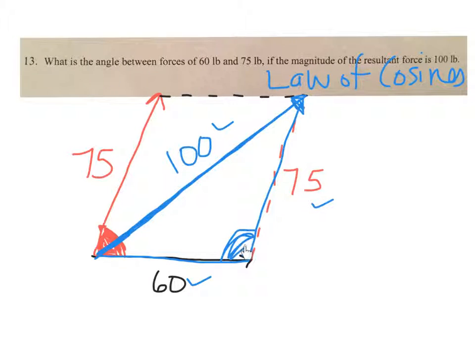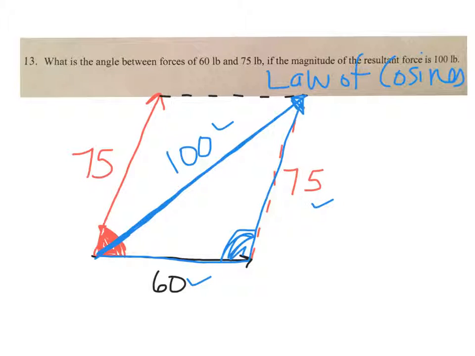Because if I find this angle, then these two angles add up to 180 because this is a parallelogram, and these are consecutive angles of a parallelogram. So if I could figure out what this blue angle is, I simply have to subtract that from 180 to get the angle between the 60 and the 75, or the red angle.